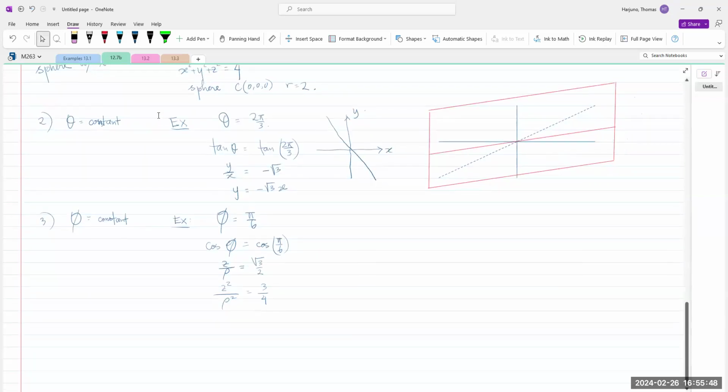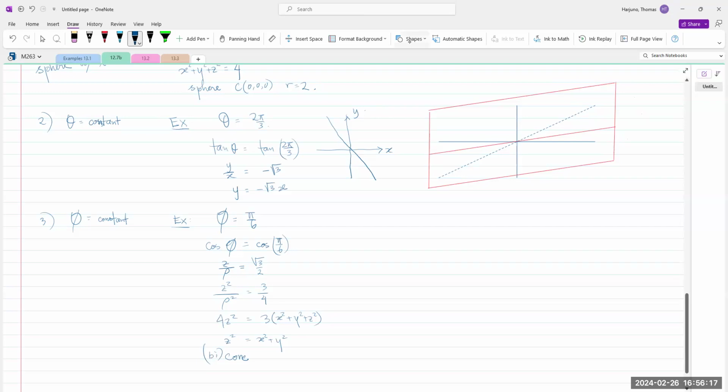Now take a look at what actually happened. This becomes 4z squared equals 3 times x squared plus y squared plus z squared. Cleaning up, I get basically z squared equals x squared plus y squared. That is actually a cone. To be more precise, a bicone, two cones.